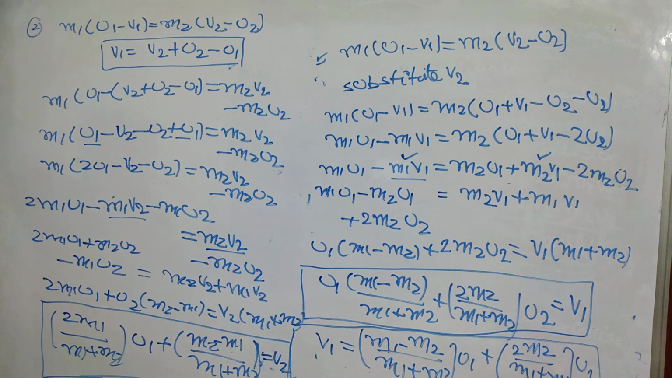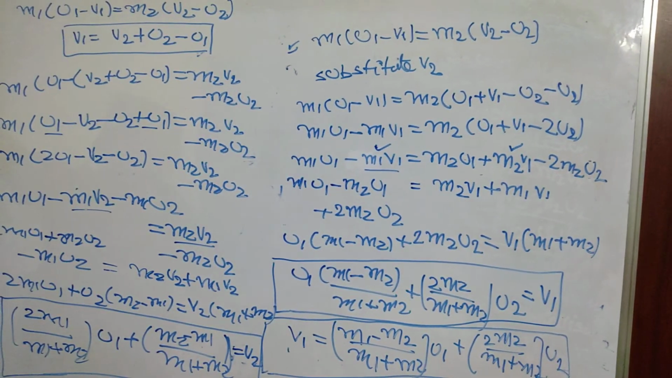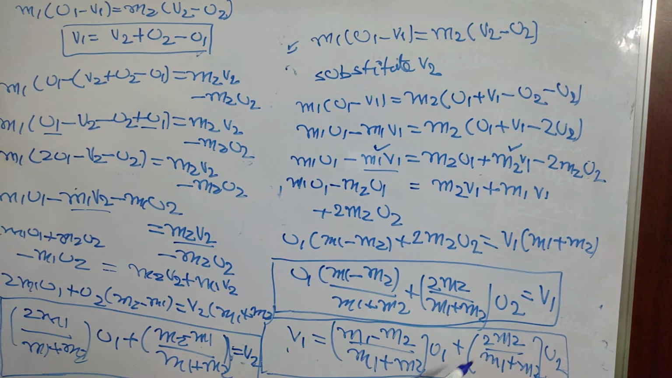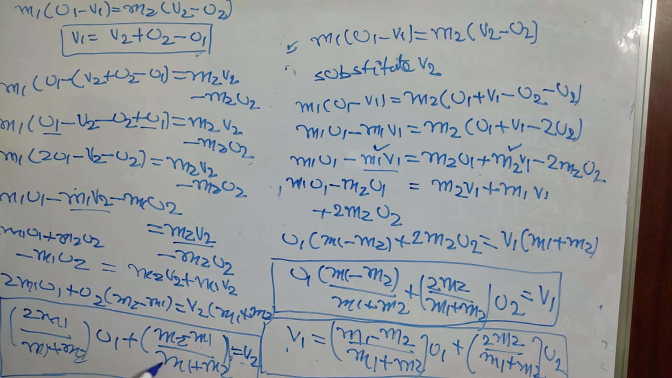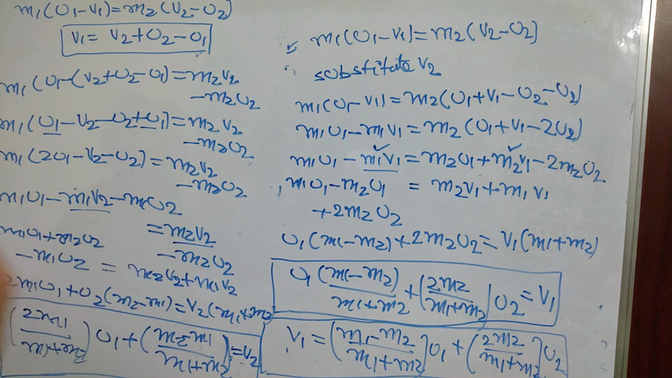v2 equals to, and v1 equals to. I conclude now. v1 equals m1 minus m2 by m1 plus m2 u1 plus 2m2 by m1 plus m2 u2, whereas v2 equals 2m1 by m1 plus m2 into u1 plus m2 minus m1 by m1 plus m2 into u2. That is the way to find the results for final velocities in case of one-dimensional elastic collision.